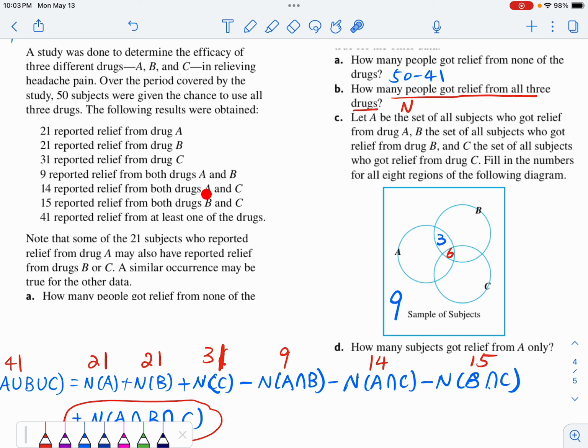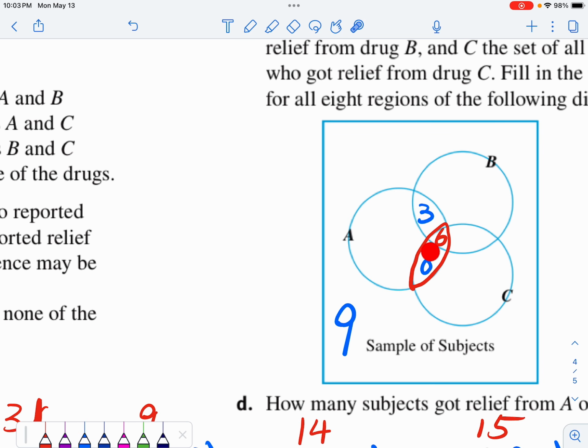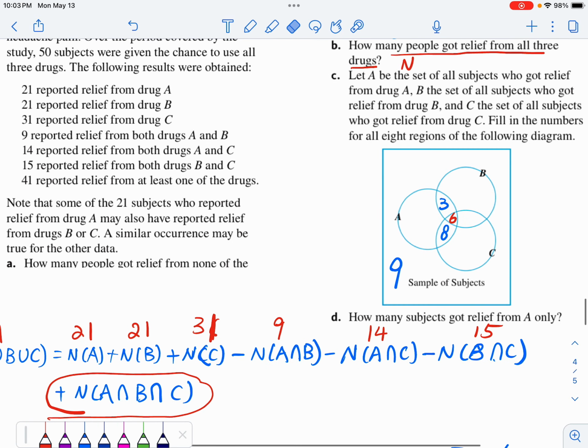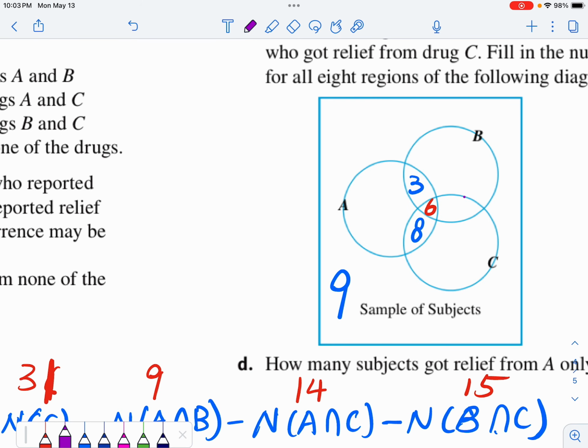And 14 for A and C. So in other words, from here to here, this will be 14. Take away the 6. Therefore, this is going to be 14 minus 6, which is 8. So this part will be 8 only. Okay, let's continue this pattern. Let's move on to the next one. The next one means 15 for B and C. That means this whole part will be 15. Now this is 6. 15 minus 6 is 9. So I know that's 9.